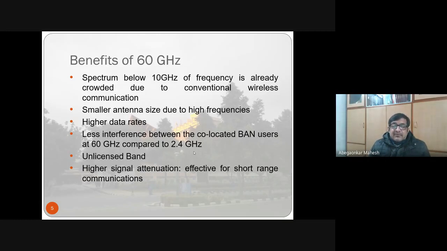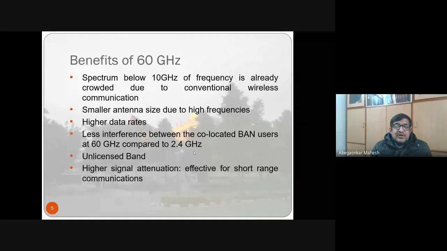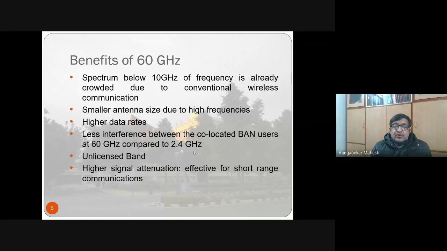Now, since the bandwidth is very large, 7 gigahertz bandwidth, your data rates are very high. Then there is less interference between co-located band users at 60 gigahertz compared to 2.4 gigahertz. At 2.4 gigahertz, there will be a lot of interference. Let's say I have a 2.4 gigahertz antenna on my arm, somebody else has a 2.4 gigahertz antenna on his arm, and there will be a lot of interference. At 60 gigahertz, because the communication distance is not very large, these are for short range communication, the interference between co-located band users will be much smaller.